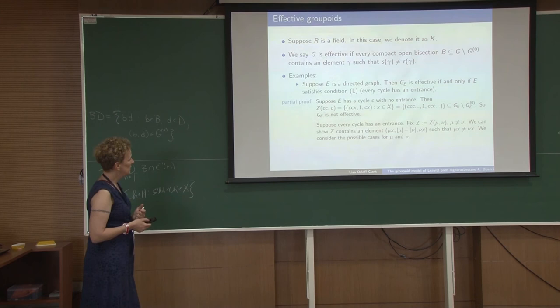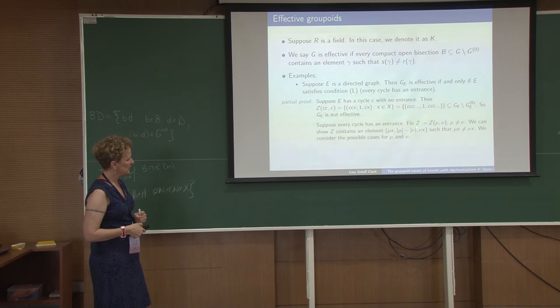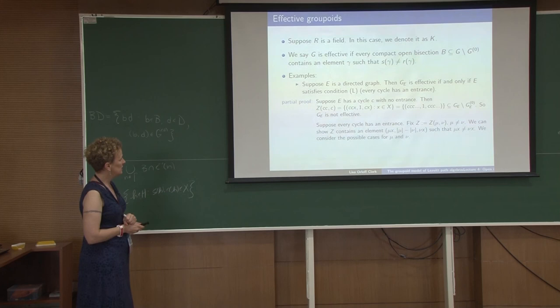The other direction: I think the easiest way to prove it is to suppose every cycle does have an entrance and show that it is effective. You can do it for compact open bisections outside of the unit space. So if I fix, I'm going to call it Z for notational ease, some compact open bisection where mu and nu don't equal each other, that will get us outside of the unit space.